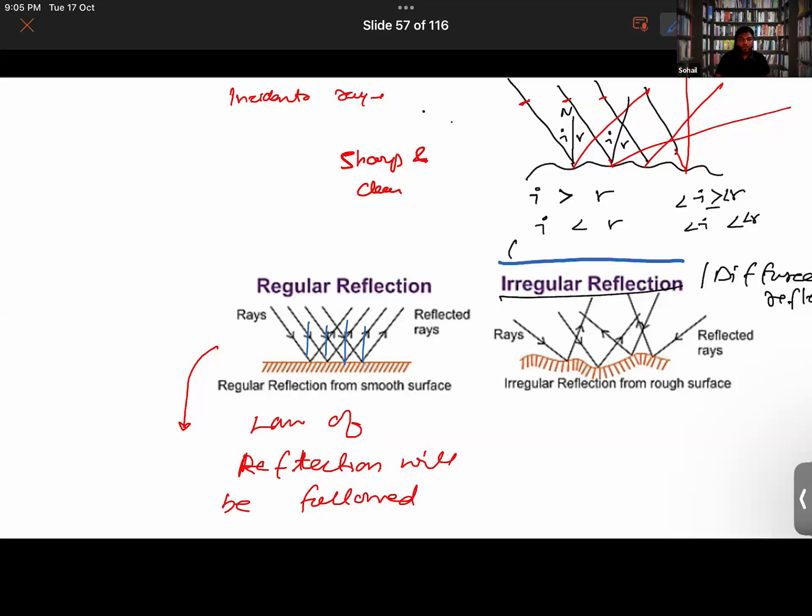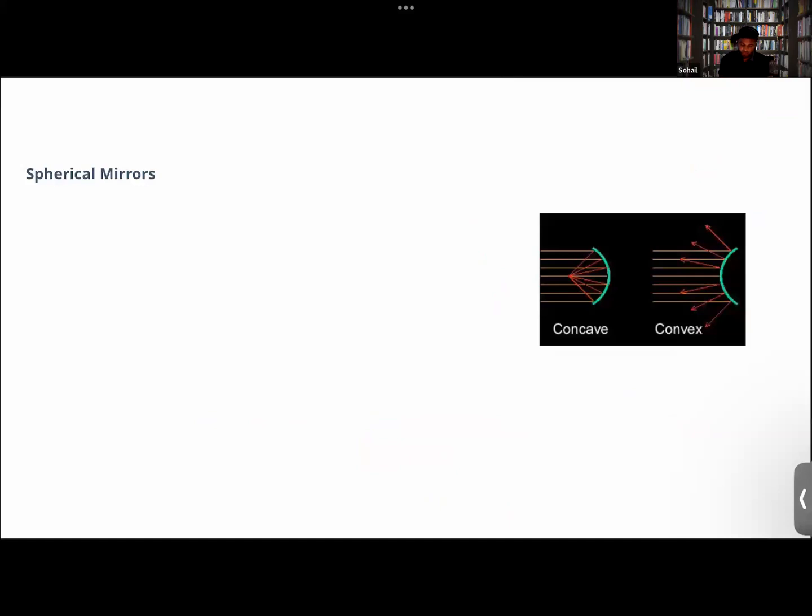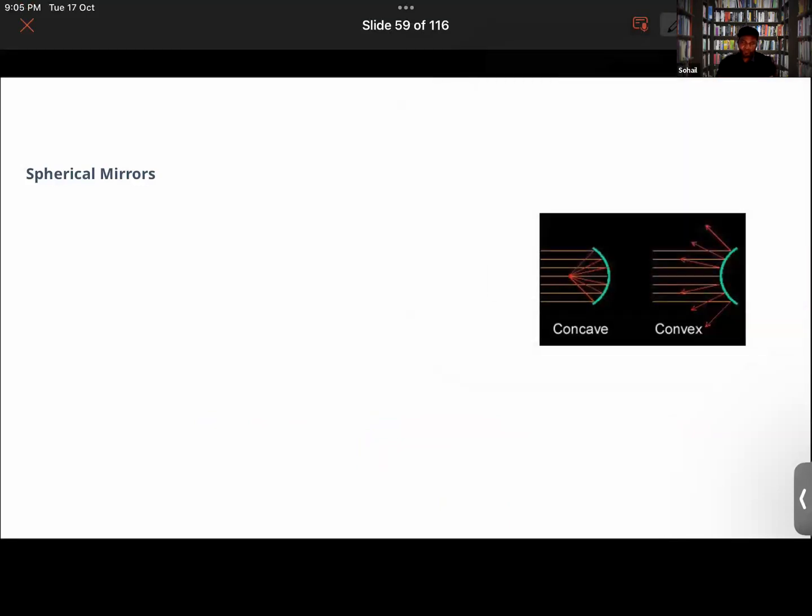Okay, then we come to spherical mirrors. We did talk about spherical mirrors: what are they? Spherical mirrors are basically curved mirrors. A spherical mirror has the shape of a piece cut out of a spherical surface.